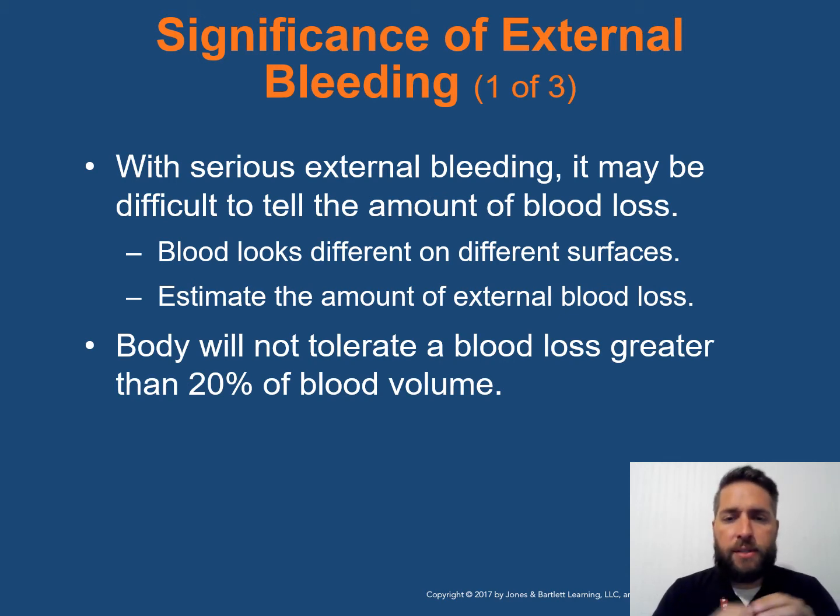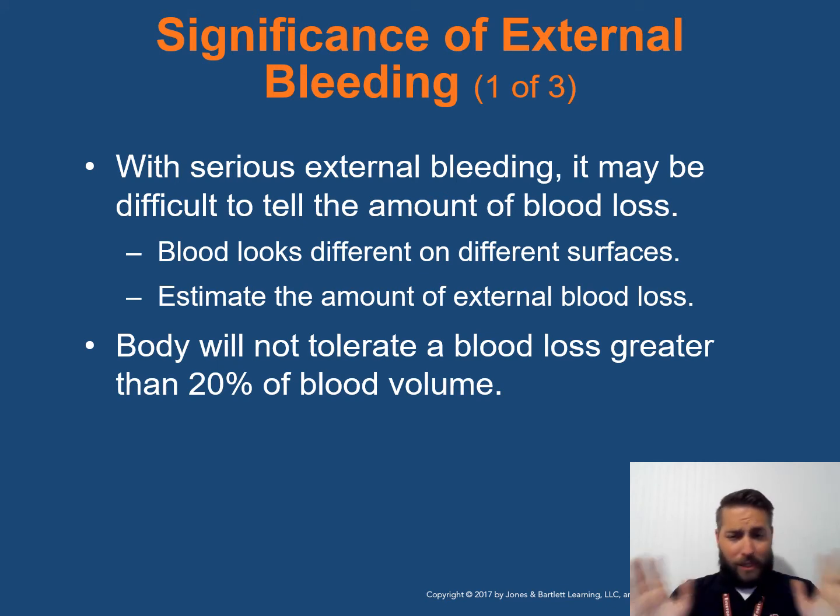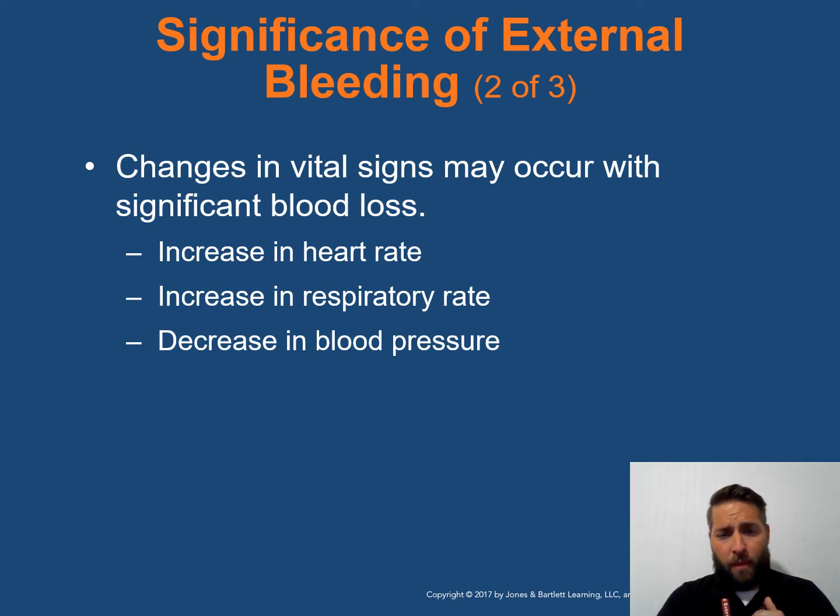So significance of external bleeding. So we know it's very serious, and we know that we need to stop it if there's a lot of blood. Now, if there's a little bit of blood, we're not so worried about, but a lot of blood we need to take care of quick. So look at that number, 20% of the blood volume, the body can compensate and do okay. When it goes beyond that, not so much. It's a bad situation.